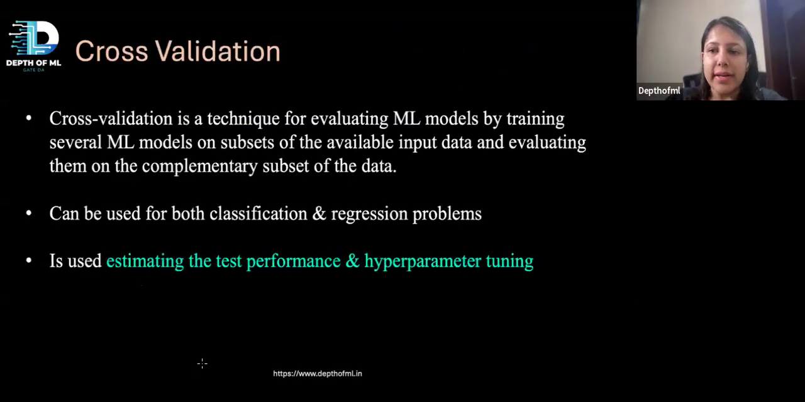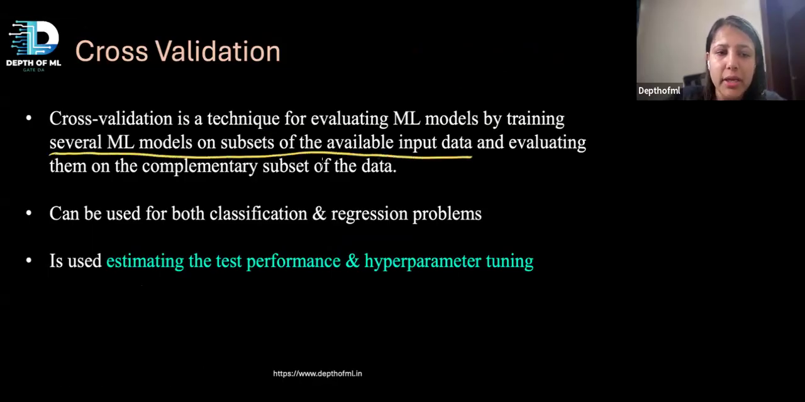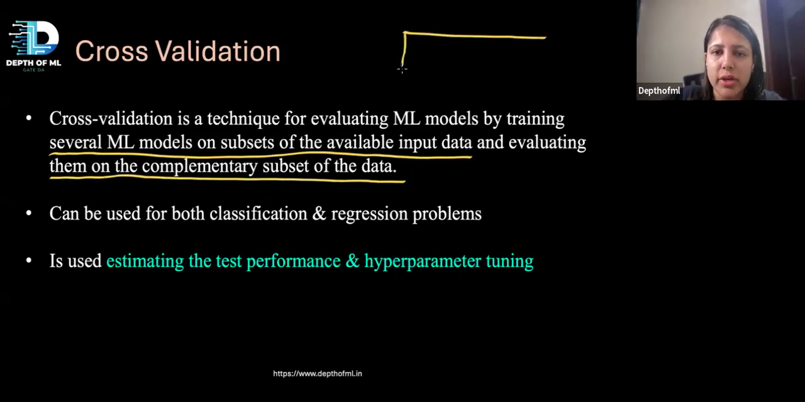So what is cross-validation now? Okay. So cross-validation is a technique which we use to evaluate machine learning models by training several models on subsets of available input data and evaluating them on the complementary subsets. Okay. So there are 2 things that we do over here. So first of all, this is a generic pattern. Suppose you have all of this as your training data.